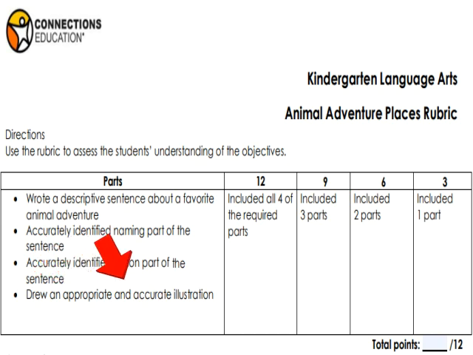And then it also says drew an appropriate or accurate illustration. So your illustration should match your sentence. Whatever your sentence says your animal is doing, that's what your illustration should show. If you include all four of those parts, you will get a perfect grade.